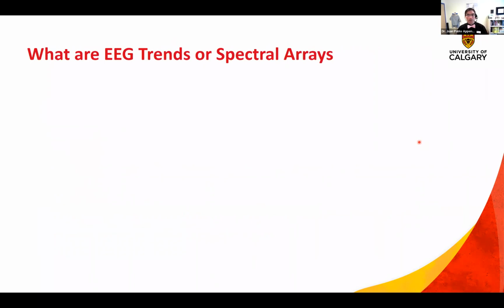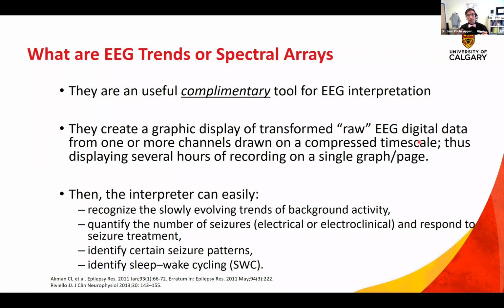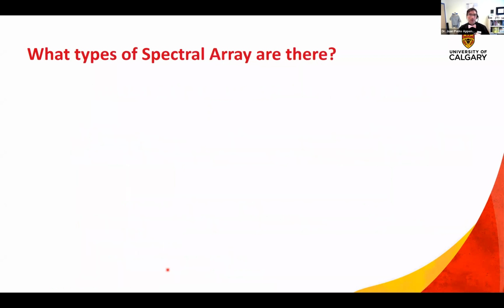And what are the actual trends then? Well, they are a useful complementary tool for the regular EEG. They help us in the interpretation. As I mentioned before, we tease out all the components of the waveforms, the alpha, the delta, the theta, and we transform that raw EEG digital data into more compressed time scale channels that display several hours of recording on a single graph page, focusing on different characteristics of the whole brain function, for instance symmetry or frequency or rhythmicity and so on. The interpreter then can easily recognize the slow and evolving trends of a background activity, quantify the number of seizures, identify certain seizure patterns, identify sleep and awake cycling, and with that, it guides the management of the seizure.